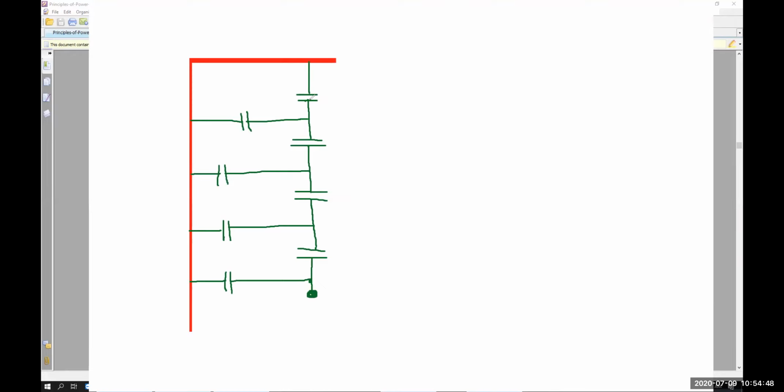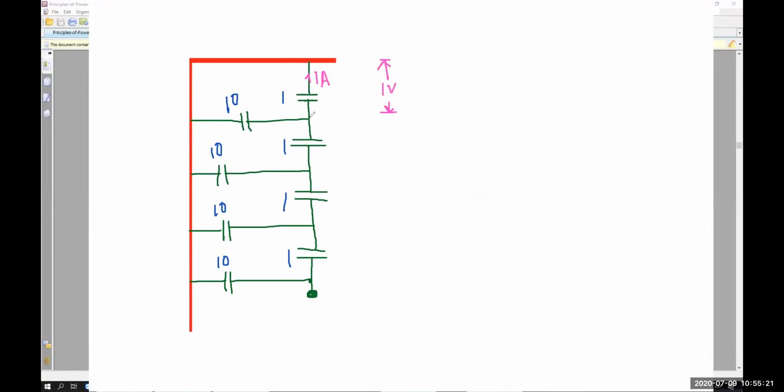Now let's assume this is 1 ohm, 1 ohm, 1 ohm, 1 ohm. This is 10 ohm, 10 ohm, 10 ohm, 10 ohm. Now let's assume we have 1 ampere of current here. If you have 1 ampere of current, how much volt do you have here? 1 ampere into 1 ohm, you have 1 volt, right?